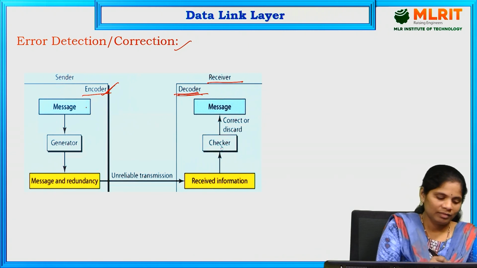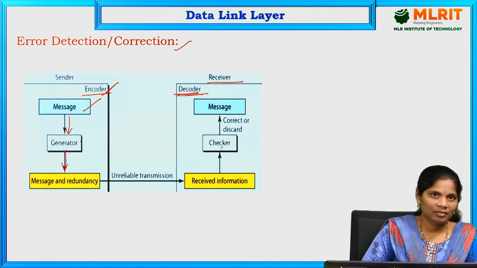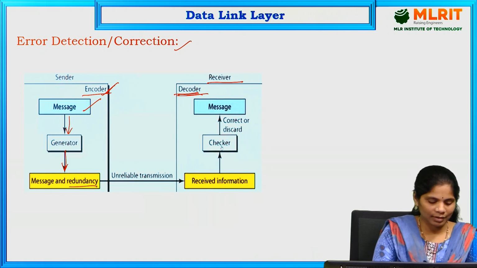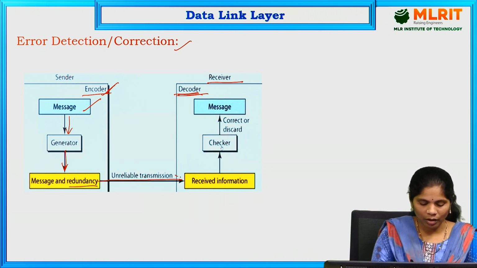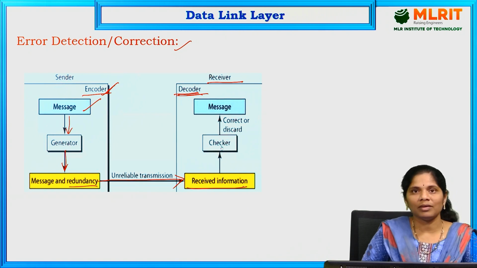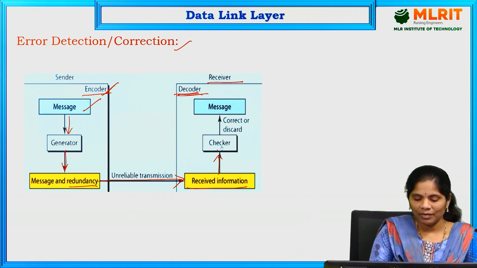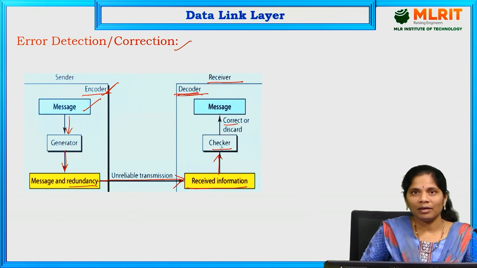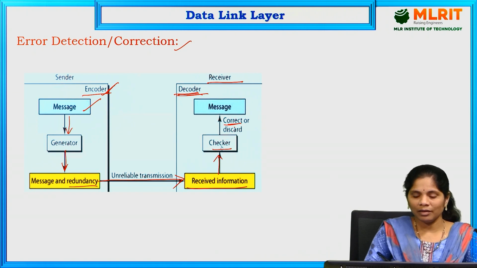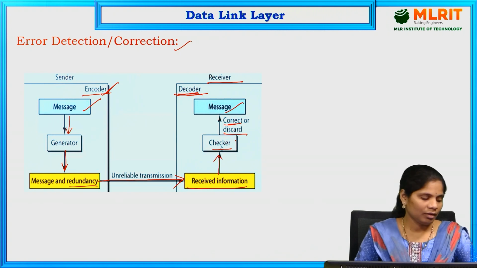So this is the original message, and next it goes to the generator. The generator adds the redundancy bits to the original data, that is, the message plus redundancy bits, and we send that data through an unreliable transmission medium, so the data may be corrupted. That's why we use the concept of error control. Whatever information the receiver receives goes to the checker. The checker checks whether the data is correct or not. If the data is correct, it is accepted, otherwise it discards the packets. That is error detection or correction.